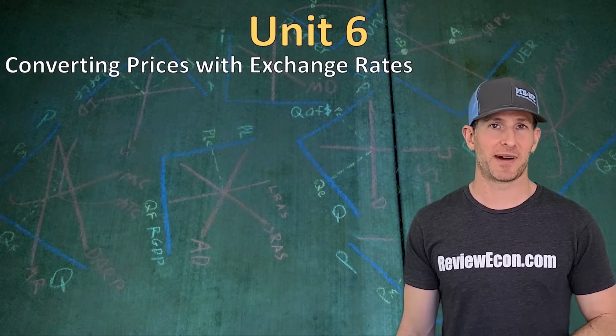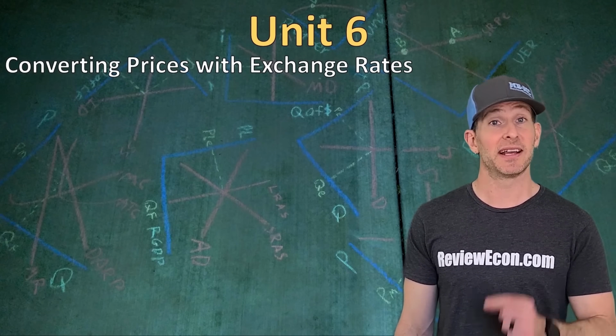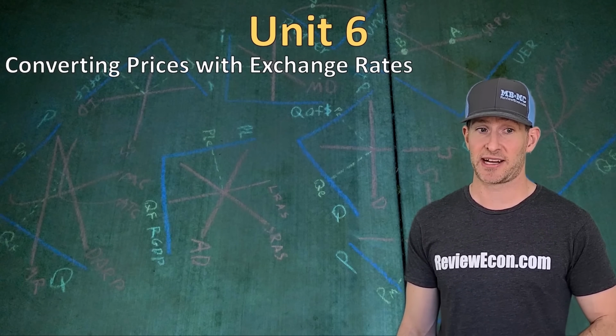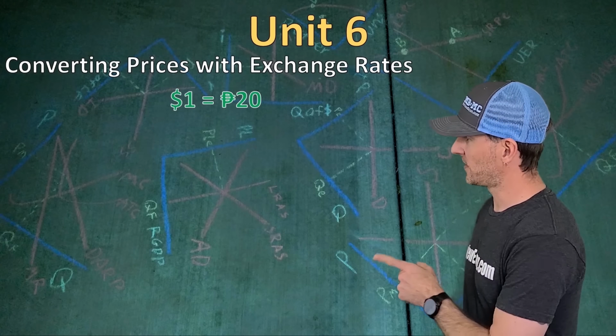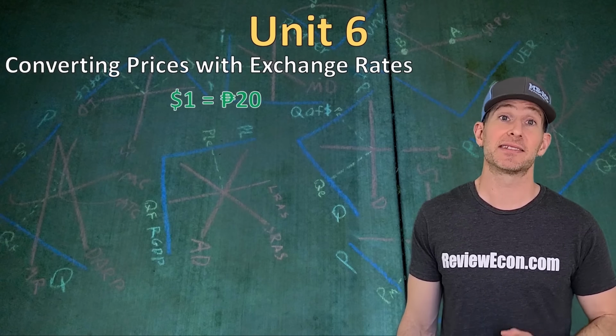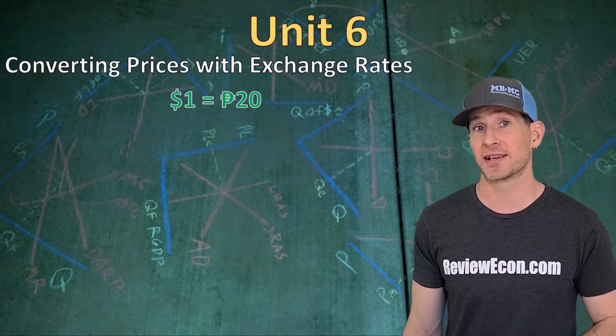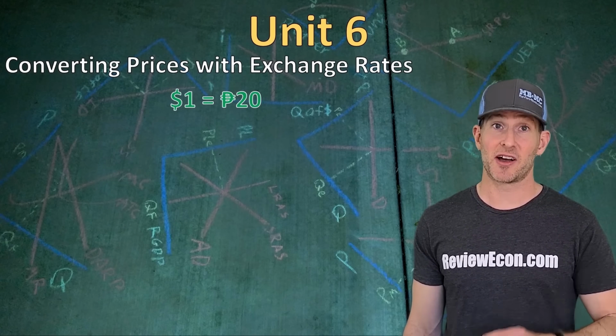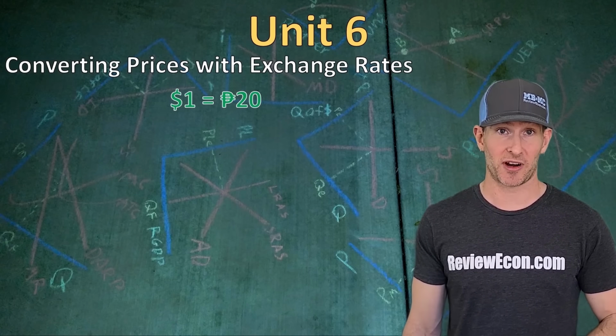The last bit of math you might see on your macroeconomics exam is converting prices with exchange rates. Here we have the exchange rate for the US dollar. It's $1 equals 20 pesos. That means that there are 20 pesos per US dollar. That's the exchange rate you would see on the y-axis for the foreign exchange market for the dollar.